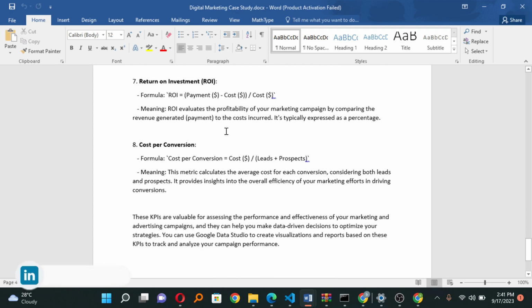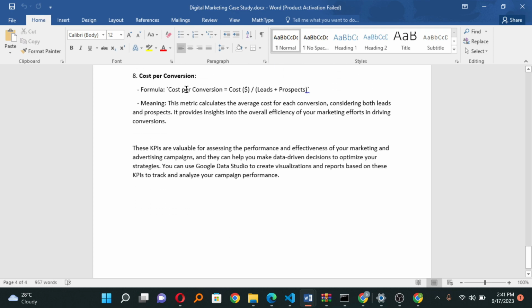Now, the seventh formula that we will be using is the return on investment. The return on investment is the payment minus cost, that's our profit, divided by the cost. It shows the profit of our marketing campaign by comparing the revenue generated to the cost incurred. So this is our return on investment and it is shown on a percentage basis.